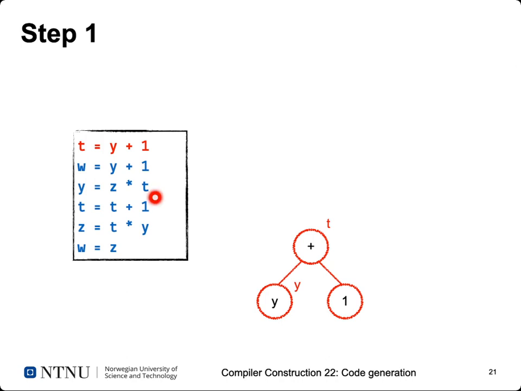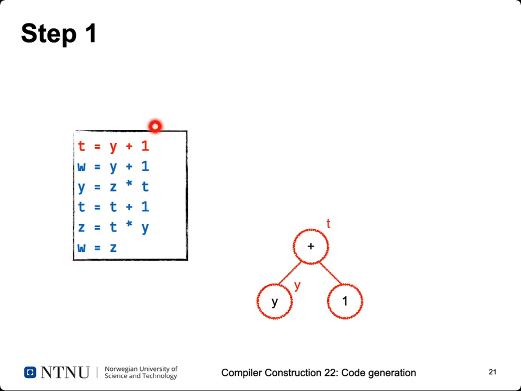Then we multiply our intermediate value t by z, copying it into y. We increment t by 1. We multiply t and y, assigning it to z. And finally, we assign the value of z to the value of w.